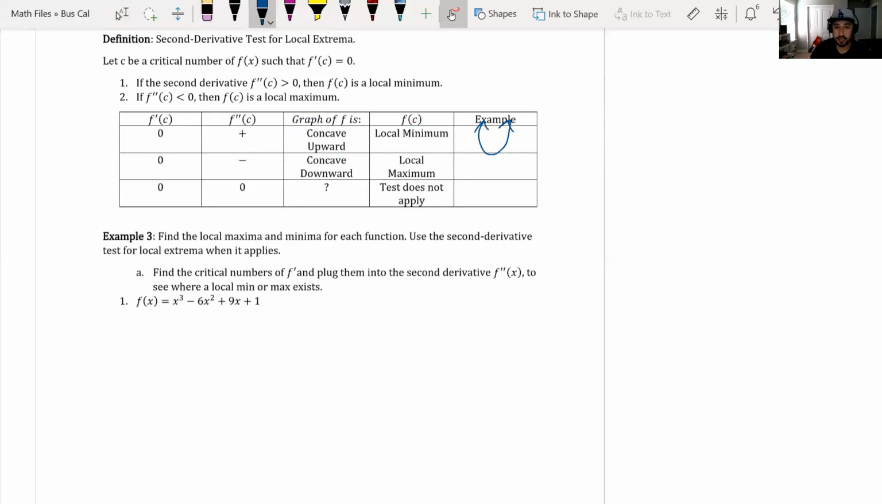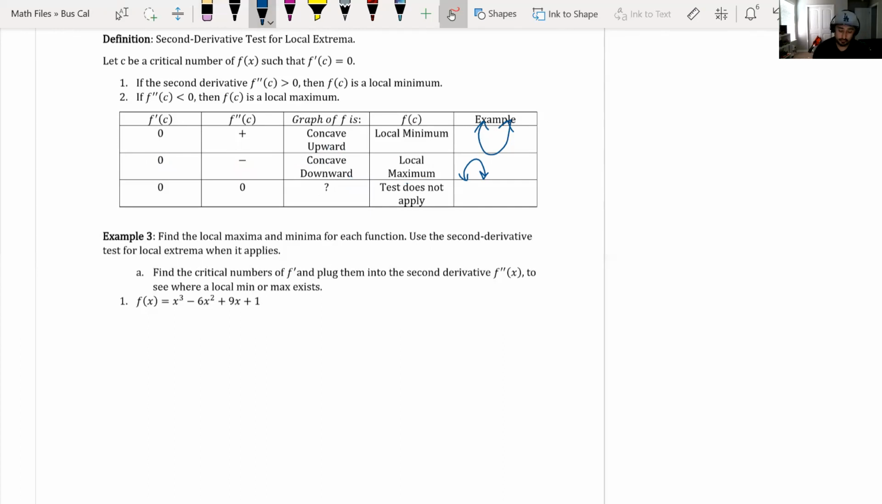Okay, for the next one. The first derivative at your critical number is 0. The second derivative at your critical number is negative. This means that the original function will be concave down, which means the original function at that critical number will have a local maximum, which means your graph will look like this.